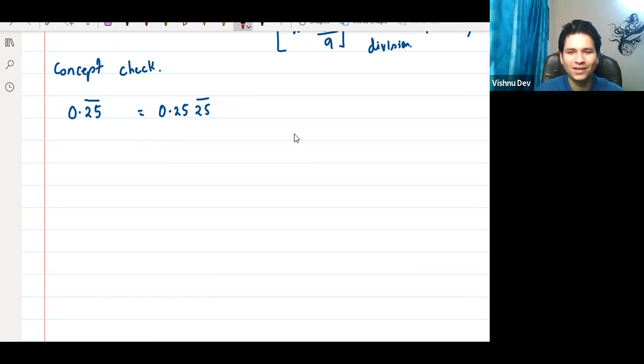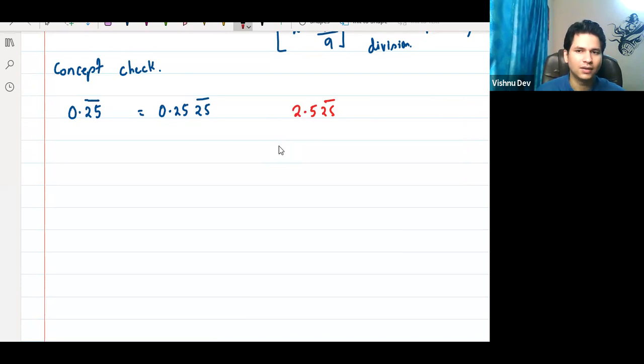Okay. Now let us take the answer. Suppose I shift it by one place. So it will be what? 2.525 bar. Now tell me, is it repeating directly after the decimal? No, there's a 5 also. There's a 5 also. Yes or no?